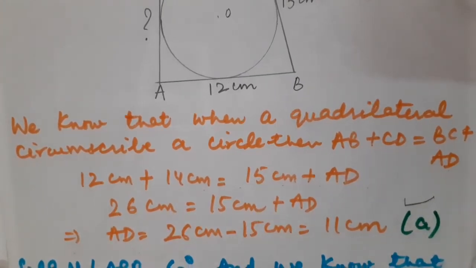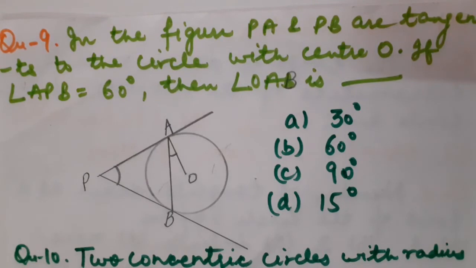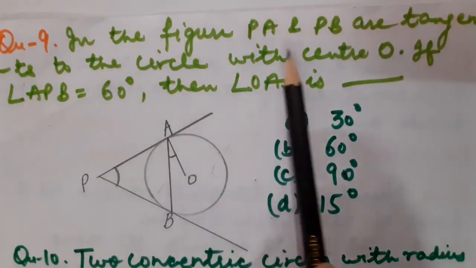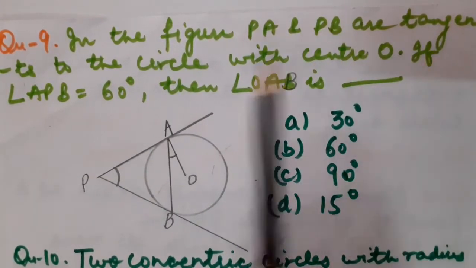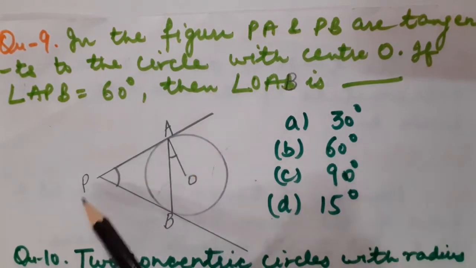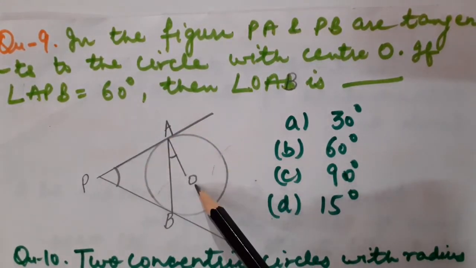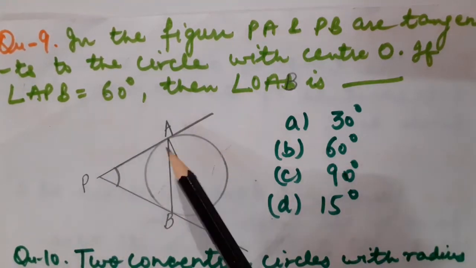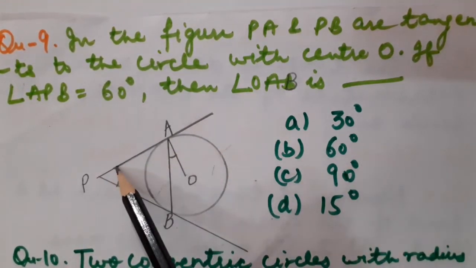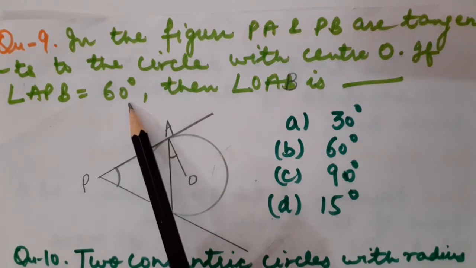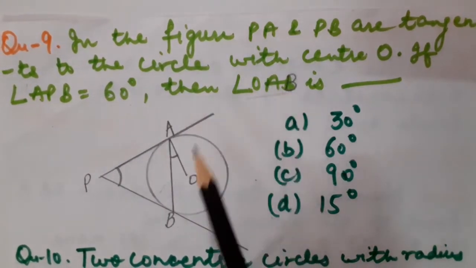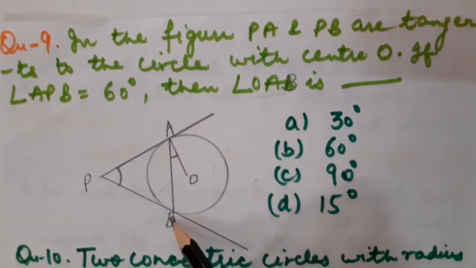Correct? Here is the 9th MCQ. In the figure, PA and PB are the tangents to the circle. You can see PA and PB both are tangents of a circle with center point O. If angle PAB, this angle, is equal to 60 degree, then we will have to calculate angle OAB.